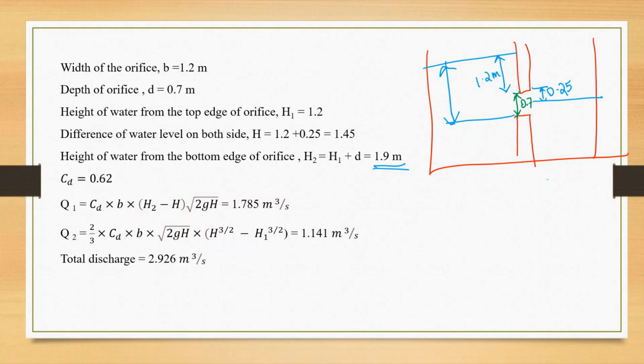Now it is just substituting the values in the equation. So we have Q1 equals Cd B (H2 minus H) into root 2gH, which will be 1.785 meter cube per second, and Q2 is 2 by 3 Cd B root 2g into (H raised to 3 by 2 minus H1 raised to 3 by 2), which is 1.141 meter cube per second. So the total discharge, just adding up, Q1 plus Q2, will be around 2.926 meter cube per second.